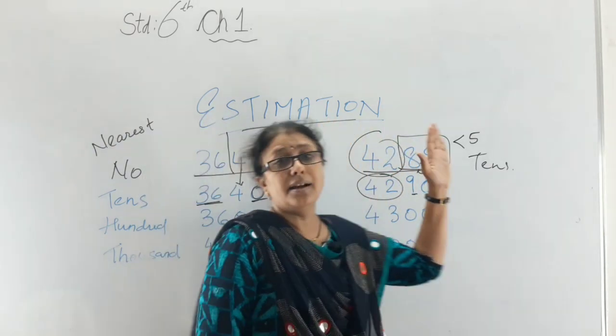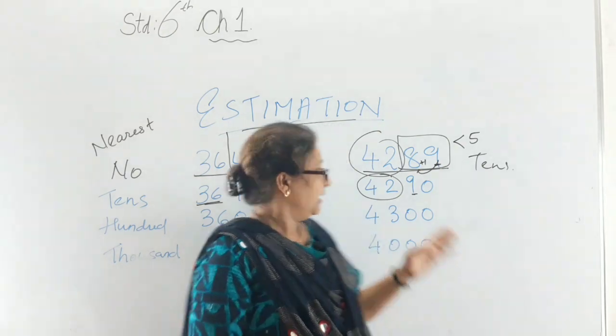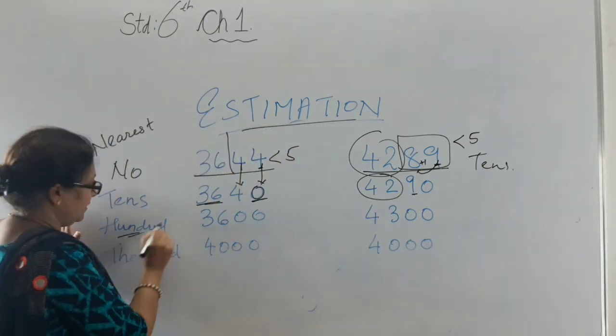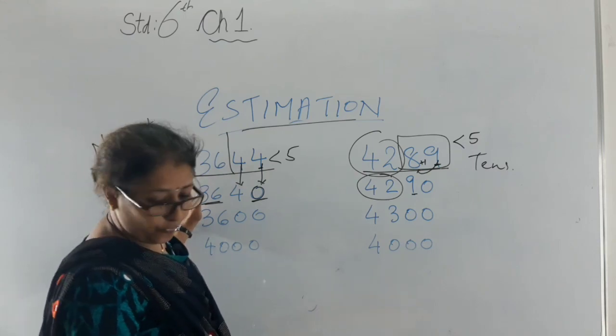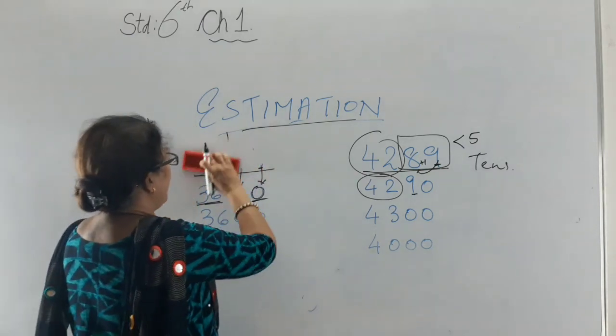So I hope that rounding off to tens is clear. Now we will go for rounding off to hundreds, going with the same example, 3644 rounding off to 100.